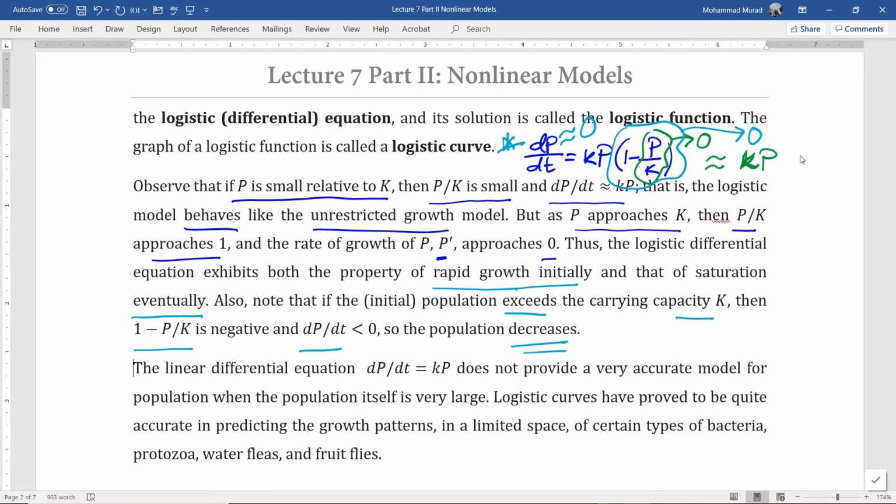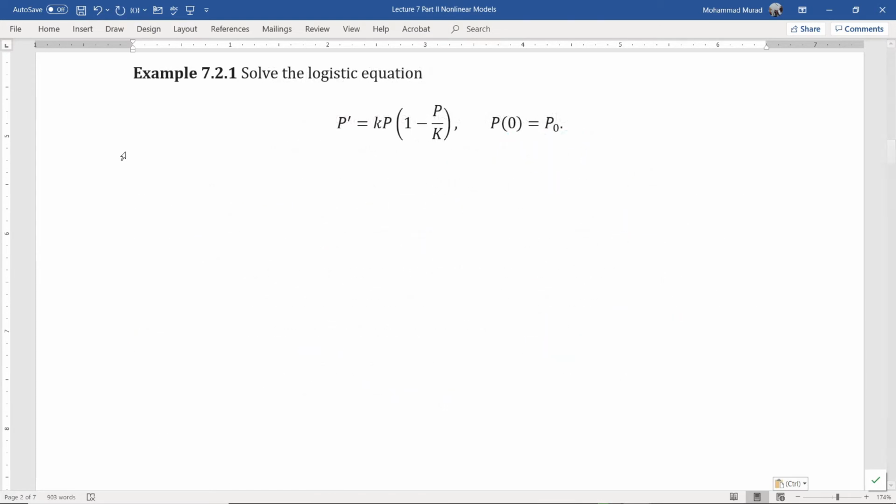The linear differential equation dP/dt equals k times P does not provide a very accurate model for population when the population itself is very large. Logistic curves have proved to be quite accurate in predicting the growth patterns in a limited space of certain types of bacteria, protozoa, water fleas, and fruit flies. In this example, we will solve the logistic differential equation P prime equals k times P times (1 minus P over K), subject to the condition P of 0 equals P sub 0, the initial population.